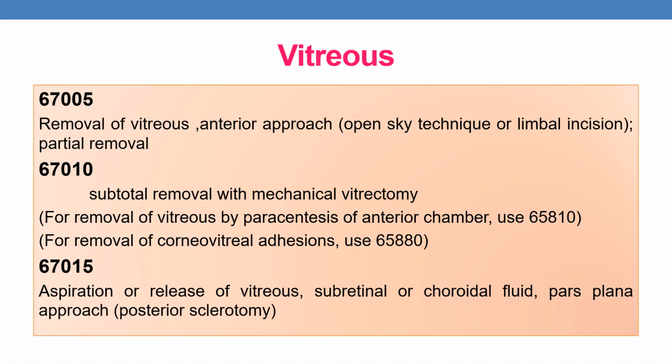First of all, coming to vitreous. The first CPT in vitreous is 67005. Removal of vitreous, anterior approach. For example, open sky technique or limbal incision, partial removal. Next is 67010. It deals with removal of vitreous, subtotal removal with mechanical vitrectomy. If it is anterior vitrectomy, you need to code 67005.